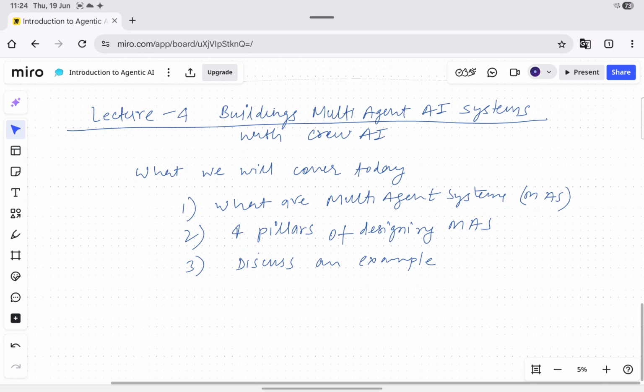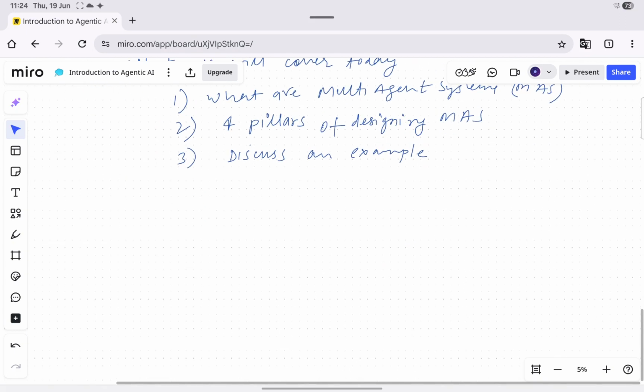In today's fourth video, we are going to deep dive into multi-agent AI systems and learn how to build them using the CrewAI framework. By the end of this video, you will understand what multi-agent systems are and why they are powerful. Then we will understand the critical pillars of designing multi-agent systems, and then we give a practical two-agent system example using CrewAI. Then we discuss the code in the second video of this part. So let's get started.